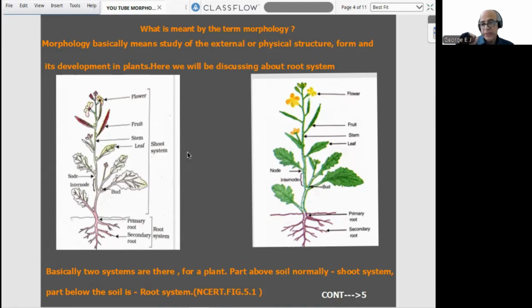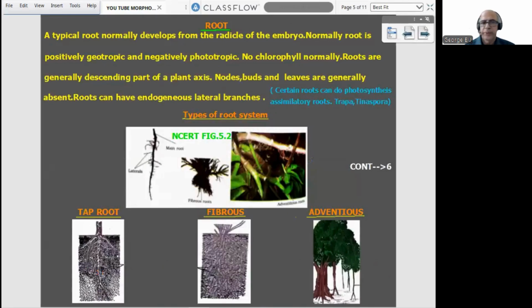Why did I put this diagram? One use is simple labeling. Second, in this diagram, specifically the first one, we can find they represent the plant as having 2 systems. It can be a question. One system is below the soil, the other system is above the soil. Below the soil, it is called the root system. Above the soil, it is called the shoot system, which bears leaves, flowers, fruits, seeds, all this. For that only, the 2 diagrams are given to show 2 systems. NCERT figure 5.1. I think the idea is clear. Now we can proceed to the next page.